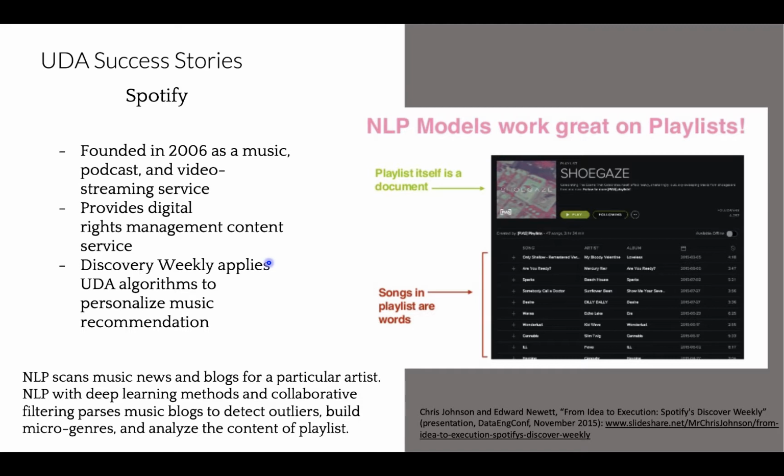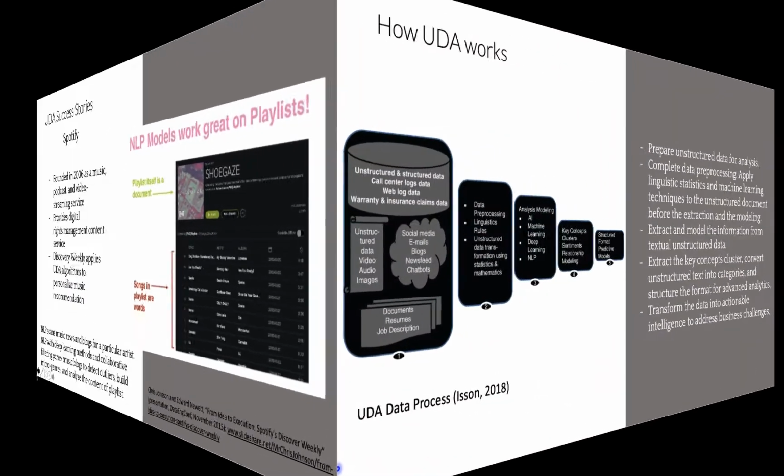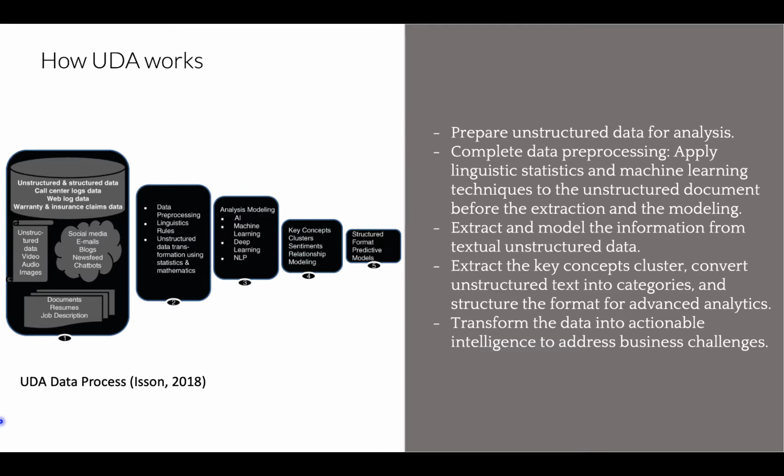And Spotify uses natural language processing to scan music news and blogs to discover how a particular artist is mentioned there. And the company uses deep learning methods, coupled with natural language processing and collaborative filtering, to parse music blogs to detect outliers, build microgenres, and also analyze the content of playlists.